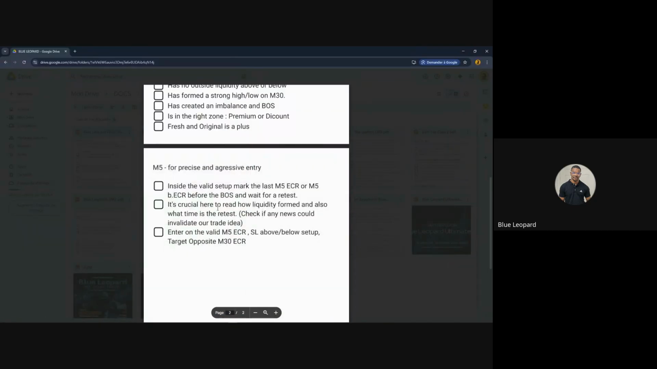Now let's go back here. It's crucial to read how liquidity formed and also what time is the retest. Check if any news could invalidate our trade idea, okay? And you can enter on the valid M5 ECR, okay? Stop loss above or below the setup. The setup means what? The option that we have, and target opposite the M30 ECR.